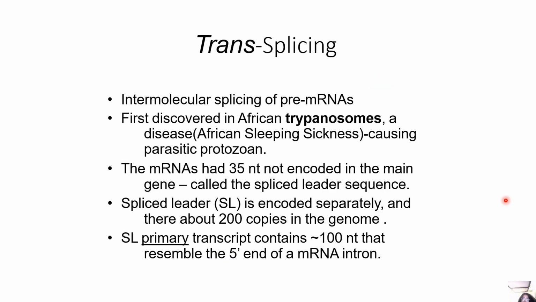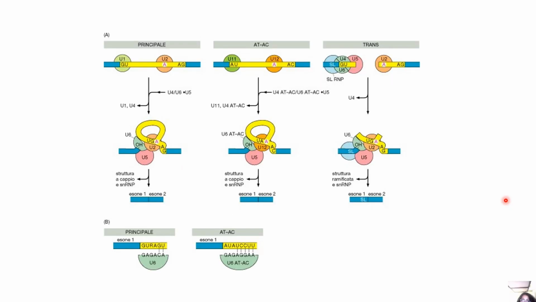Trans-splicing is different. It is the splicing of pre-mRNA in trypanosomes. The mRNA is not encoded in a single gene, and the spliced leader sequence is encoded separately, with about 100 copies in the genome. The primary transcript contains an intron that resolves the end of a 5' mRNA.